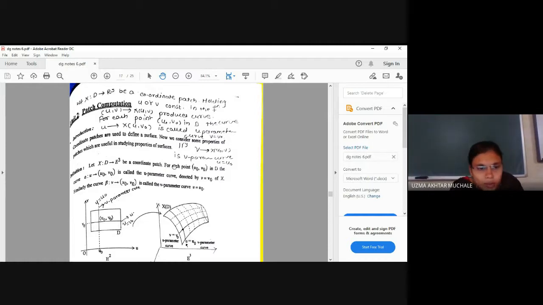So first, let us have a definition of patch computation. First, we will read the definition. Let X be a mapping from D to E3. What is D? D is any subset of E3 space. For any point U naught, V naught in D, the curve alpha, what is a curve alpha? It is a function from U to U naught, V naught, and it is a U parameter curve. Why is it called a U parameter curve? Because V naught is fixed, and it is denoted by V equal to V naught.